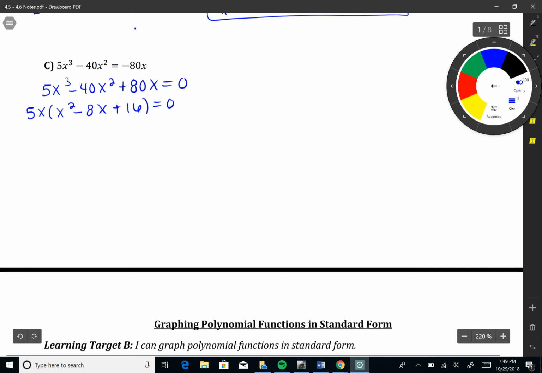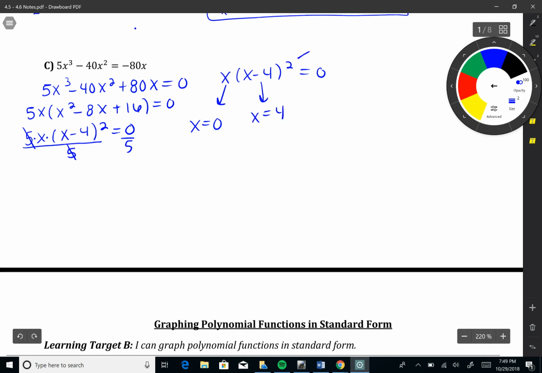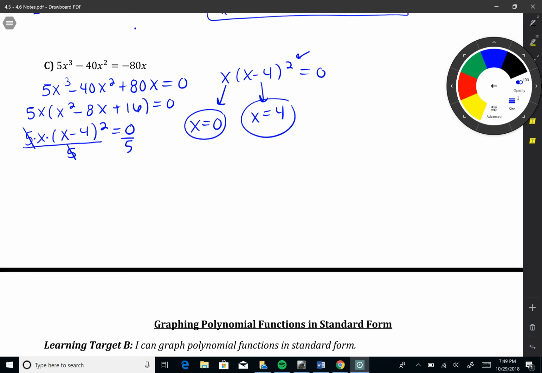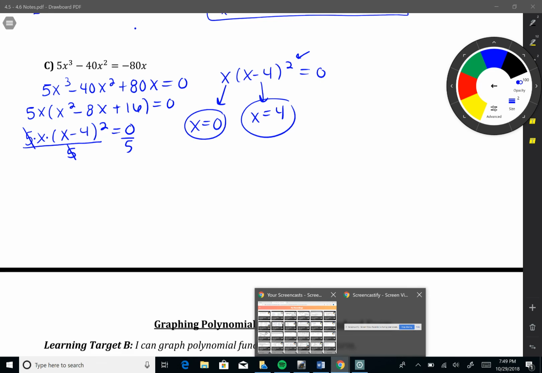That is another perfect square trinomial, which would be x minus 4 quantity squared. I do have this 5 out front, which I could have divided away earlier, but remember, this is 5 times x minus 4 quantity squared. If I divide both sides by 5, that gets rid of the coefficient, and I end up with just x times x minus 4 quantity squared equals 0. That leaves me with x equals 0 and x equals positive 4, which we know shows up twice, but there are only 2 unique solutions for this particular problem. And that is solving polynomial equations by factoring.